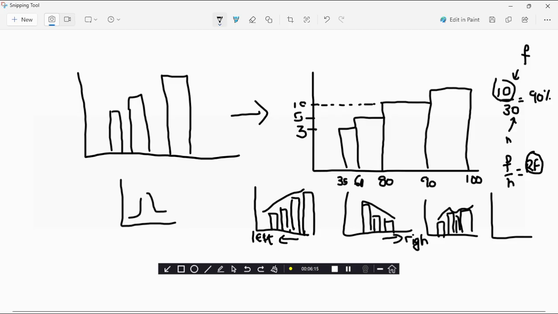So this is basically how your histogram works. Again, a histogram deals with relative frequency of continuous and quantitative data, your relative frequency being the y-axis and your x-axis being the quantitative continuous data.